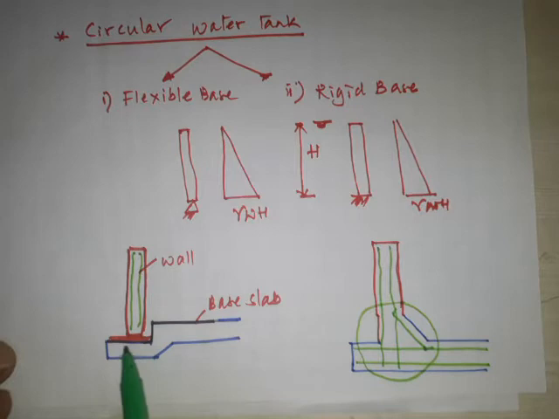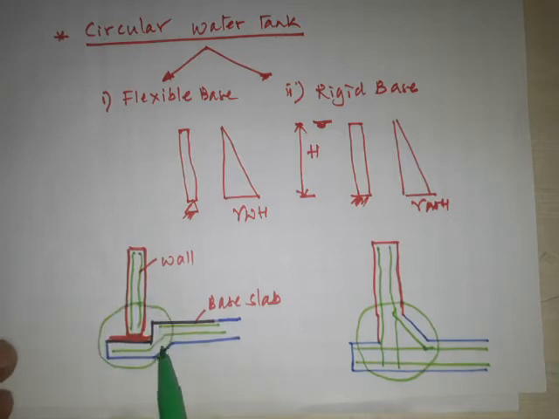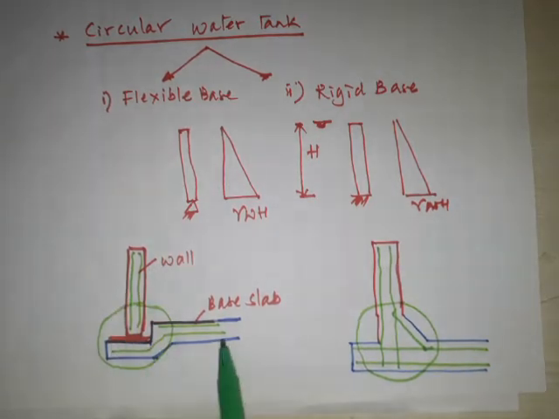The reinforcement will be separate for this, and for this it will be separate. It will be like this. Okay. So what is happening? There is no junction of reinforcement here, or there is no crossing over of reinforcement from wall to base slab. So what will happen? The wall is not connected with the base slab.